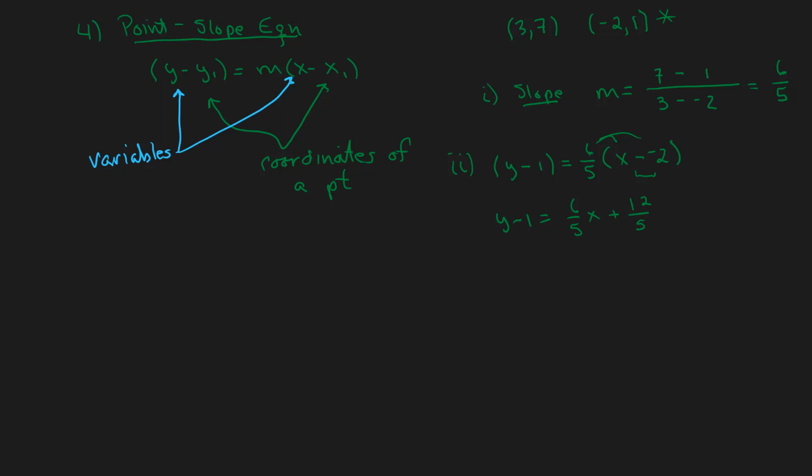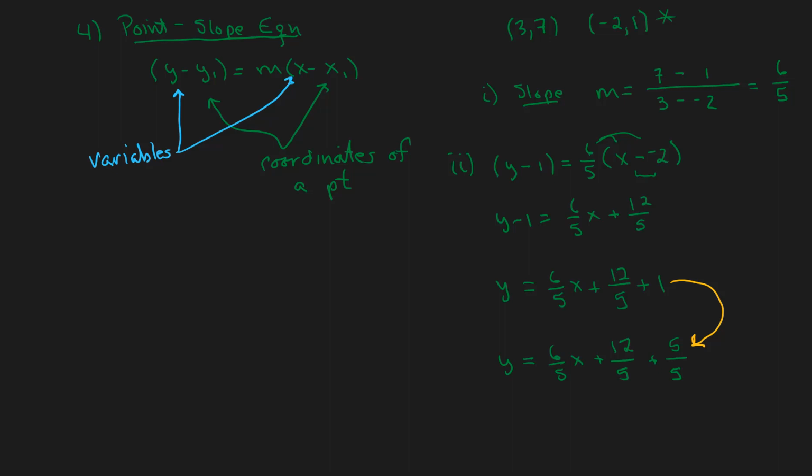Okay, the next step is to add 1 to each side. So I'm going to get y is equal to 6/5 x plus 12 over 5 plus 1. To combine the two fractions, the 1 needs to be rewritten as 5/5. And that'll give us this equation, 6/5 x plus 12 over 5 plus 5 over 5. And recall, this 1 is the equivalent of this 5 over 5.